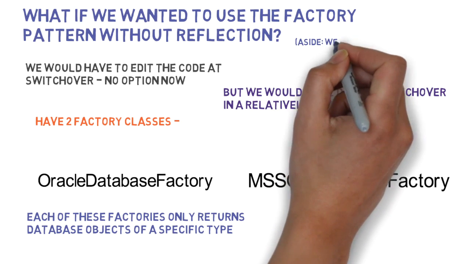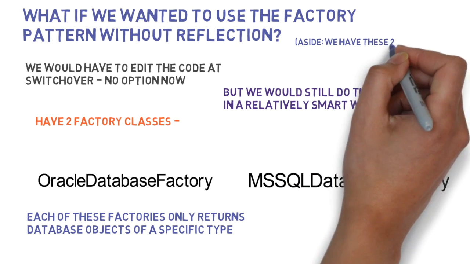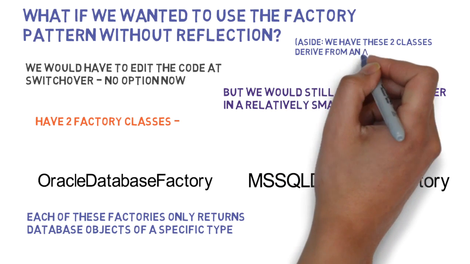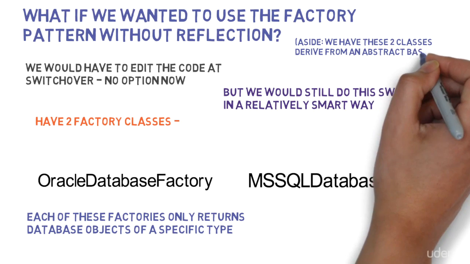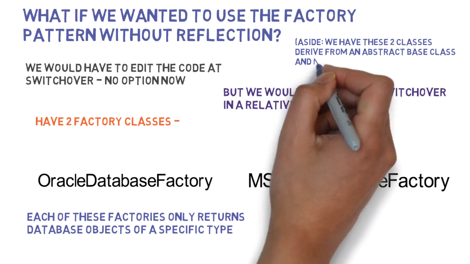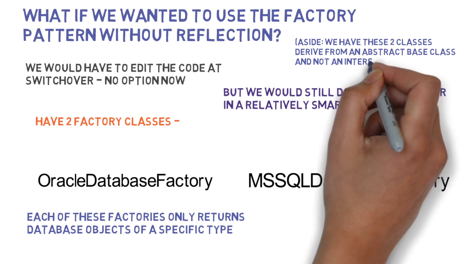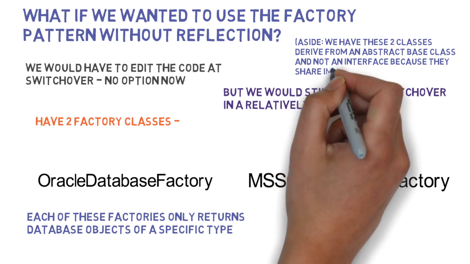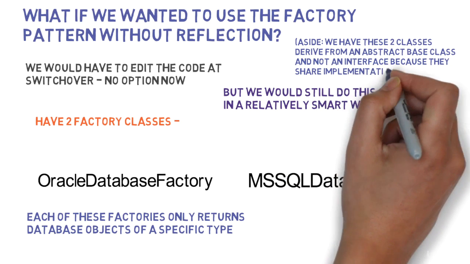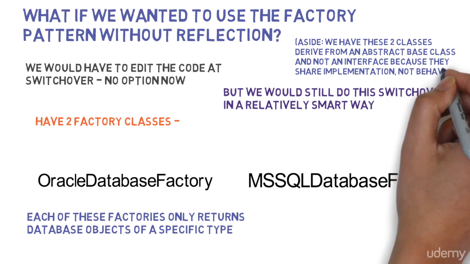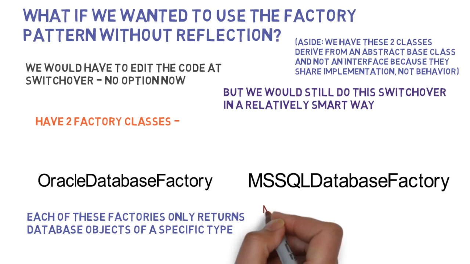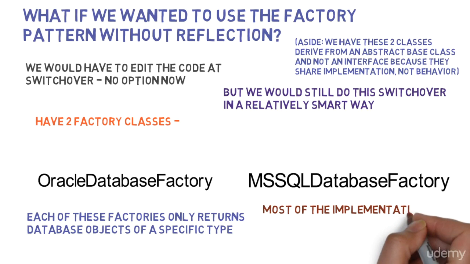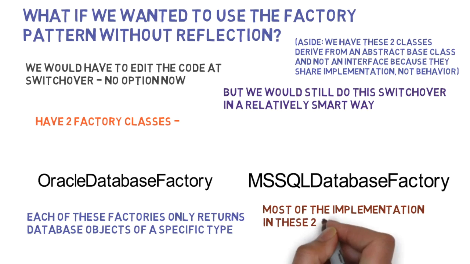Now, both of these database factories derive from the same abstract base class. We'll call it Abstract Database Factory. If you think about it, it's not an interface that they need to implement. Instead, it's an abstract base class because they actually share implementation details. The factories which instantiate different database objects may have a lot of nitty-gritty code which is in common, whether it's an Oracle Database Factory or a MS SQL Database Factory. So we'll have them both derived from the same Abstract Database Factory class.